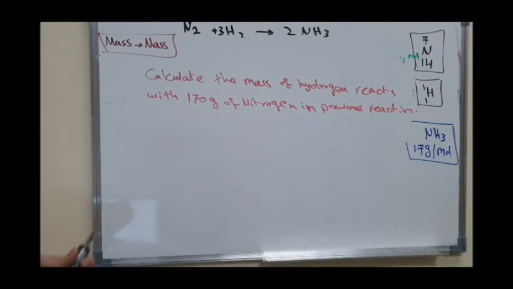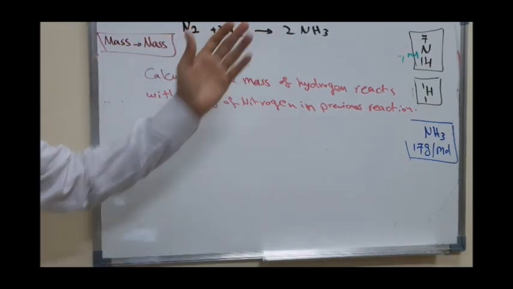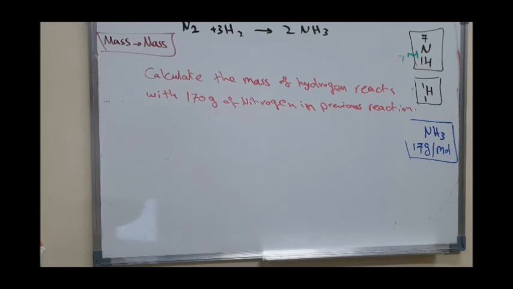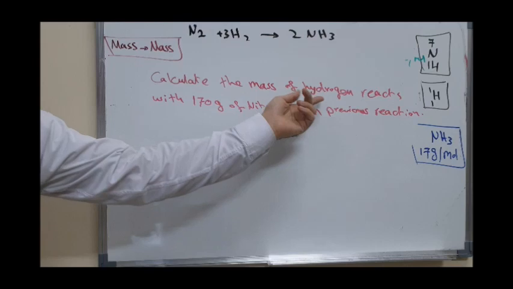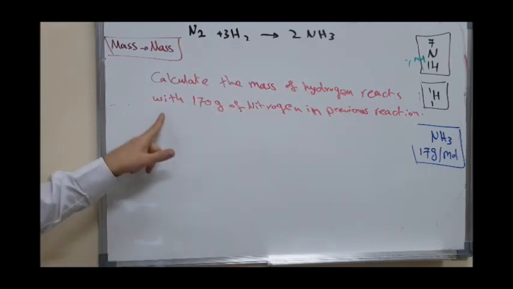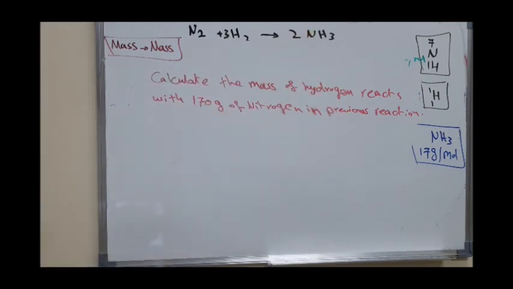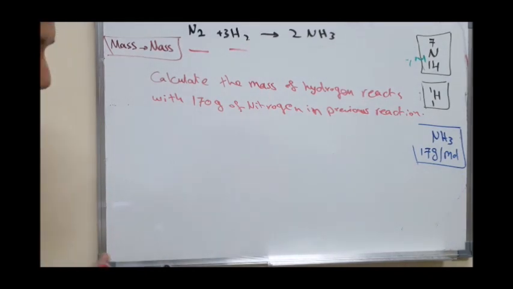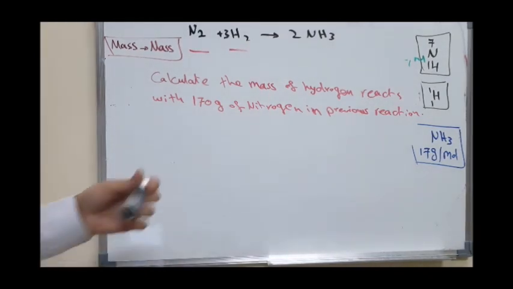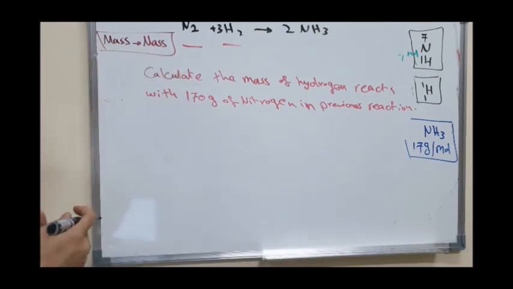In this video, we will talk about the conversion between mass and mass, between two different substances in a chemical reaction. The question comes in this way: calculate the mass of hydrogen that reacts with 170 grams of nitrogen in the previous reaction. So the relationship right now is between nitrogen and hydrogen. And the first step, as we used to do, is planning to solve the question.